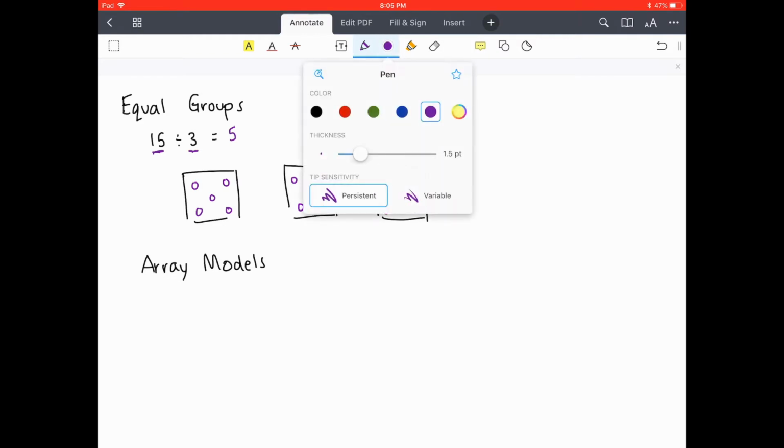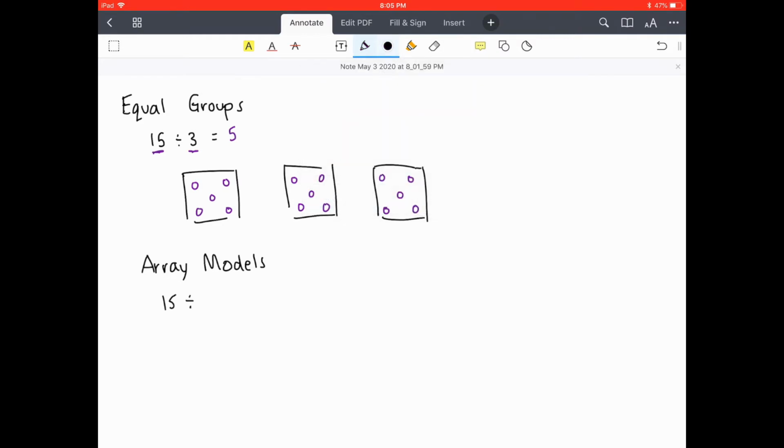I can also show that same equation, 15 divided by 3 is equal to 5, using an array model. So I'm going to start with my 3, my divisor, and I'm going to make 3 that way, and then I'm going to go down and then fill it in. So I went down 5 because 3 times 5 is equal to 15. So now I have 3 rows, or 3 columns, with 5 in each column.